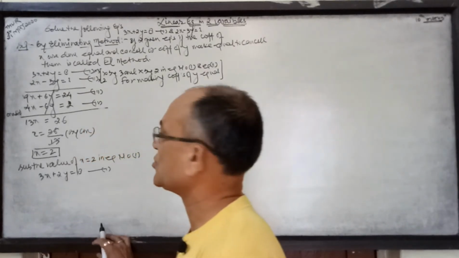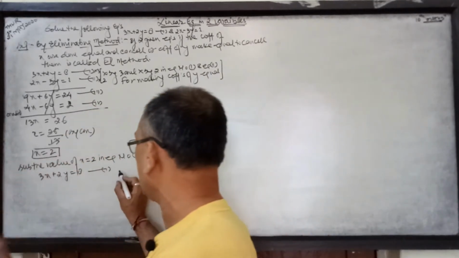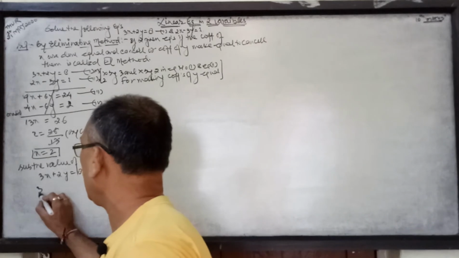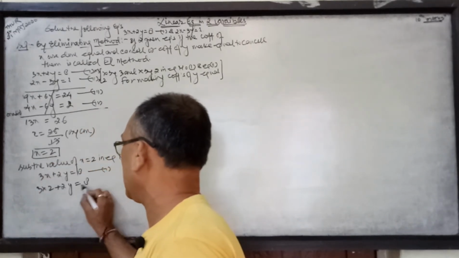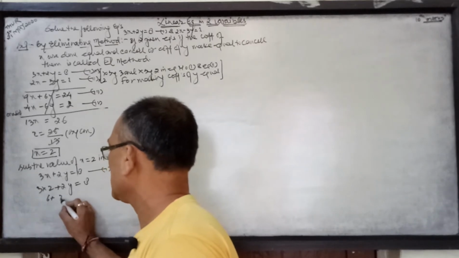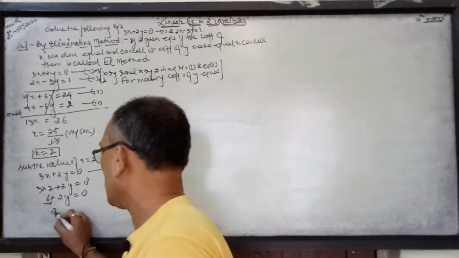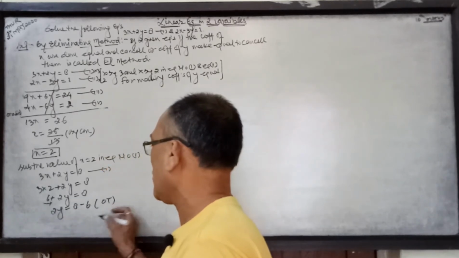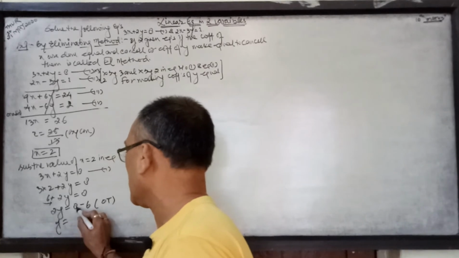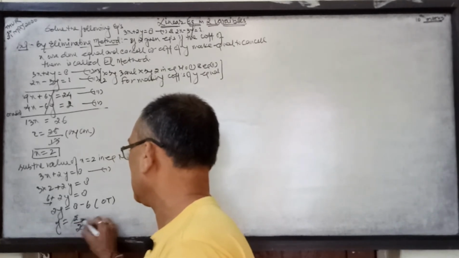It was your first equation. Former original equation was that. So now, 3 into the value of x is 2. Now plus 2y is equal to 8. It's 6 plus 2y is equal to 8. Now this 6 will be transposed on the right hand side by changing its sign. This is called OT, on transposition. y is equal to 8 minus 6 is 2, and by 2.